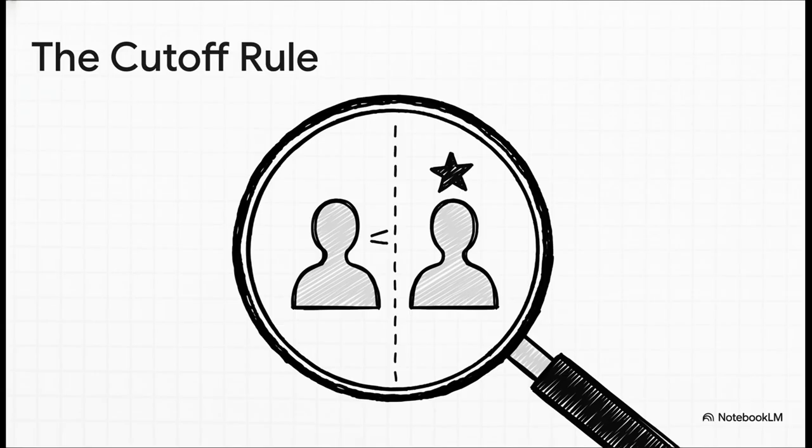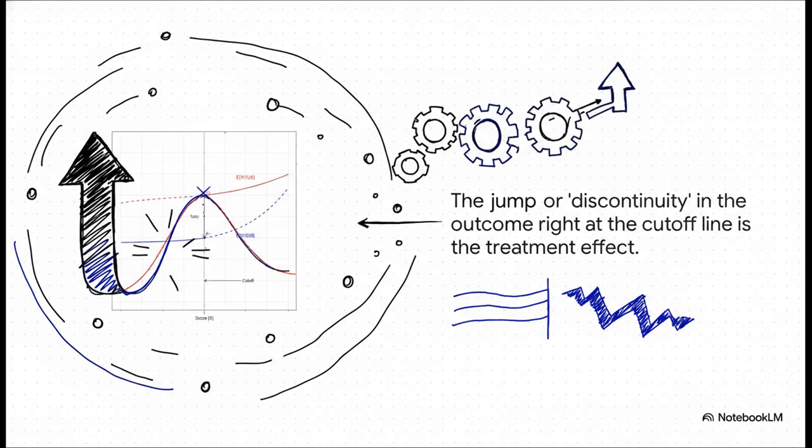A student who scores a 79.9 is, for all intents and purposes, the same as a student who gets an 80.1. The only real difference is that one of them got into the program and the other one didn't. And this graph shows it all. The horizontal line is the test score, and that vertical line is the cutoff, our 80-point mark. Now look at the dots on either side. They follow a nice smooth trend, but right at that cutoff, wham, there is a sudden jump up. That jump, that discontinuity, is the causal effect of the program. It's one of the cleanest ways we have to actually see cause and effect out in the real world.